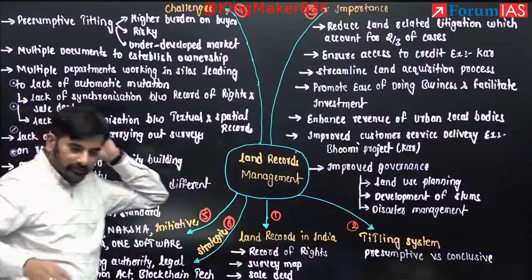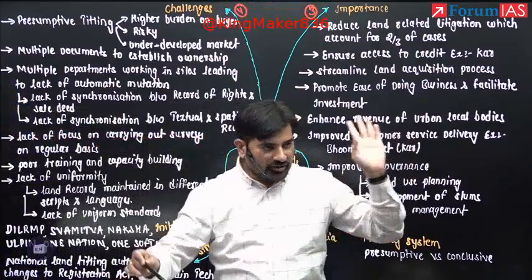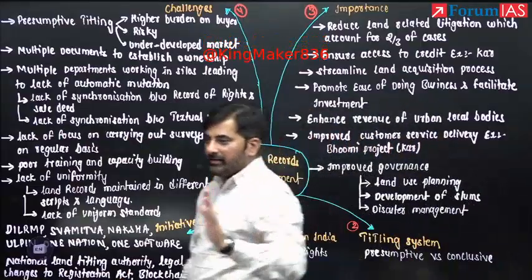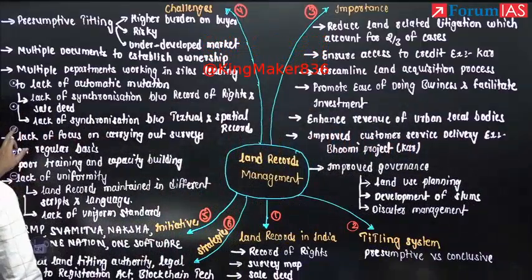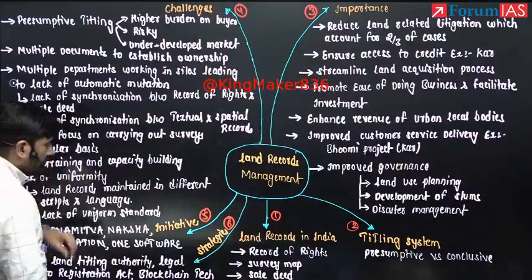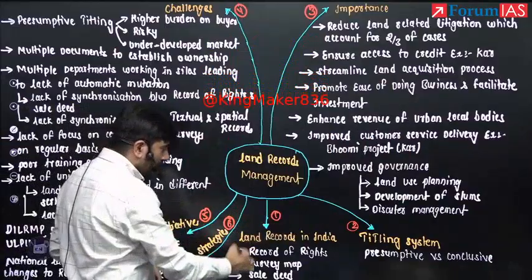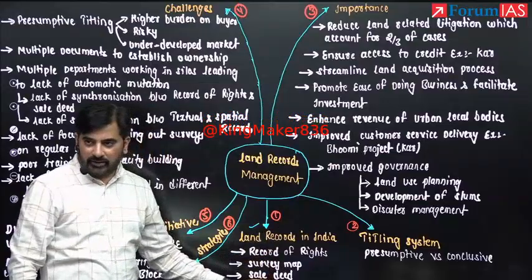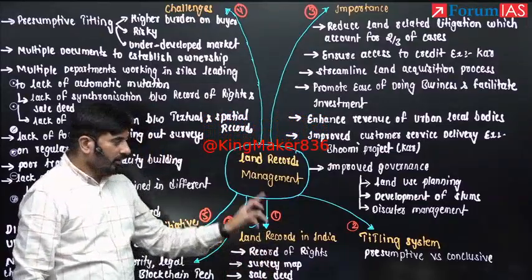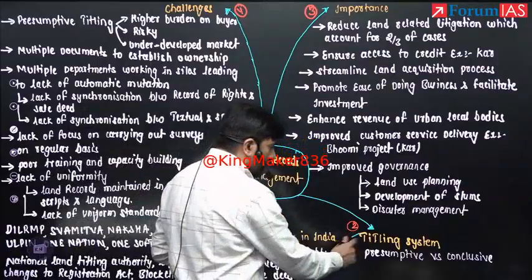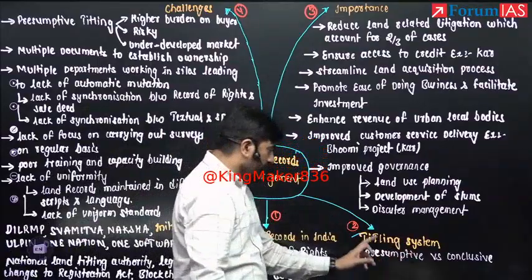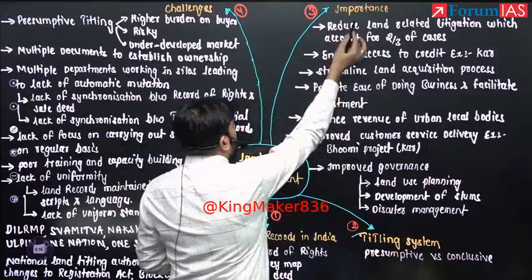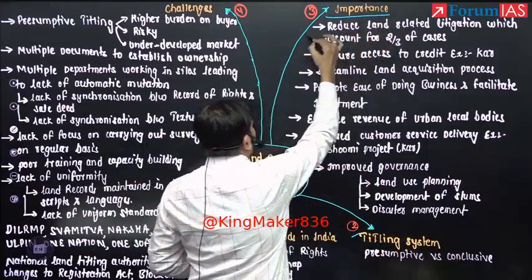Just have a look at this. If at all a question is asked on land records management, these are the dimensions that you should keep in your mind. Go ahead, number. I have added number 1. What is it about? Land records in India. We discussed there are 3 types of land records. Second thing, how many types of titling system they have? Presumptive and conclusive. We have covered. I asked you to do a brainstorming on the importance.